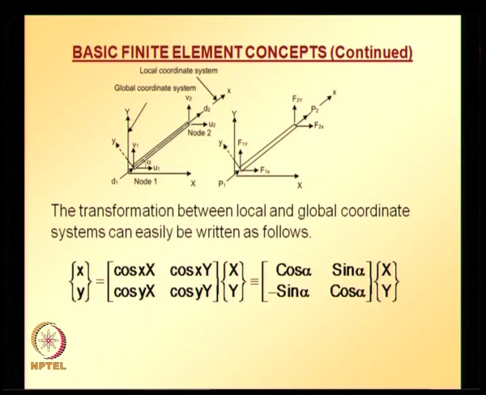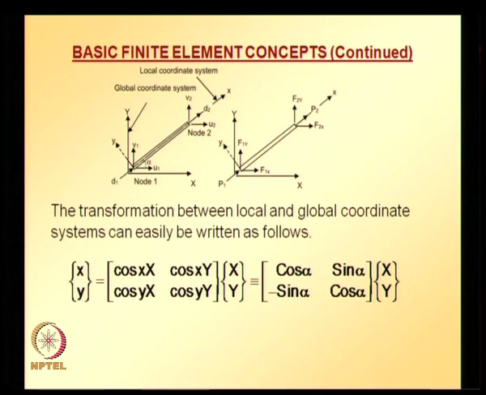And now let us see what is the transformation between local and global coordinate system. It is simply a relation consisting of direction cosines. You can see small x, small y is related to capital X, capital Y through the angle between the local x axis and the global x axis. The first component is cosine of small x capital X, that is the angle between local x axis and global x axis. Similarly, the second component is cosine of small x capital Y, that is the angle between the local x axis and the global y axis.